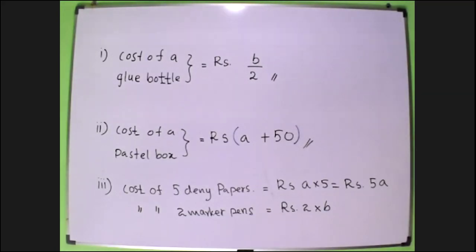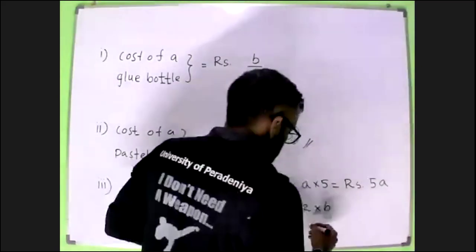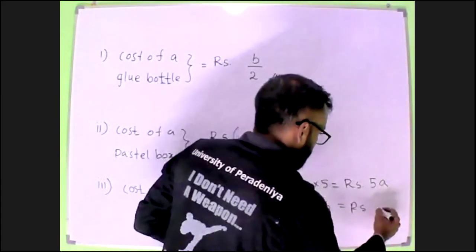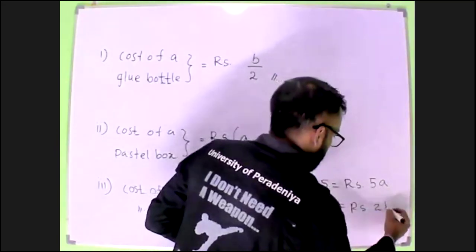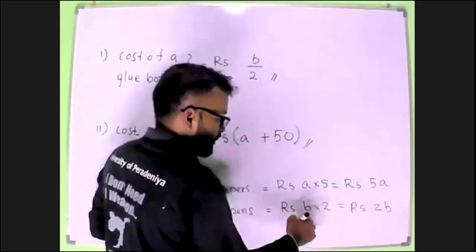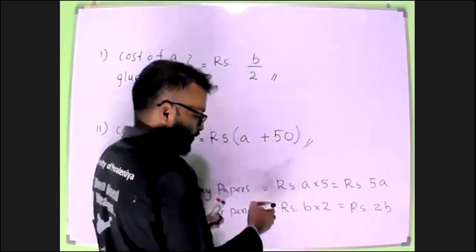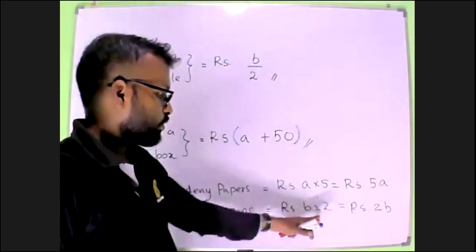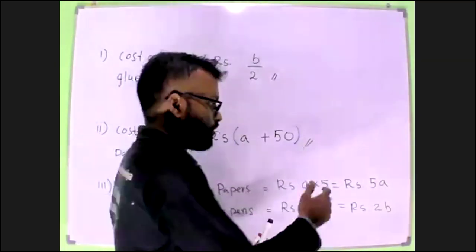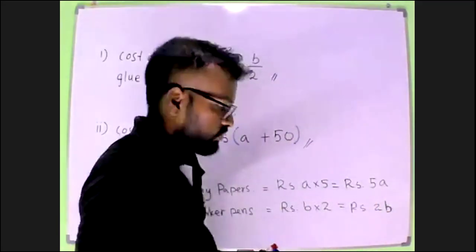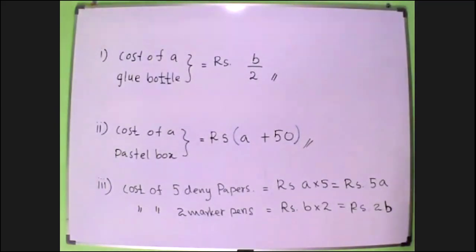So this is 2 times B rupees. So 2B. This can be written as B times 2 rupees, because the price of one pen is B, so for the price of 2 pens you have to multiply it by 2. So 2 times B, 2B, right? The number should come first, then the algebraic term. So when you are writing 2 times B, right?